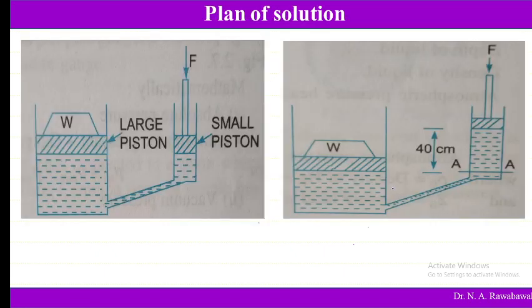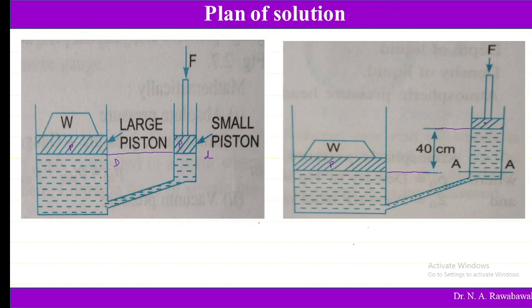So now we'll collect this data. So here it is shown, say this is the larger piston and this is a smaller piston. We call this a plunger, we call this a ram. So it has got small diameter, it has got larger diameter, and both pistons are at the same level. In second case, this is the piston of ram, and this is the piston of plunger. So both are not at the same level. So piston of ram is at the lower position than the piston of plunger. So piston of plunger is 40 centimeter above it.